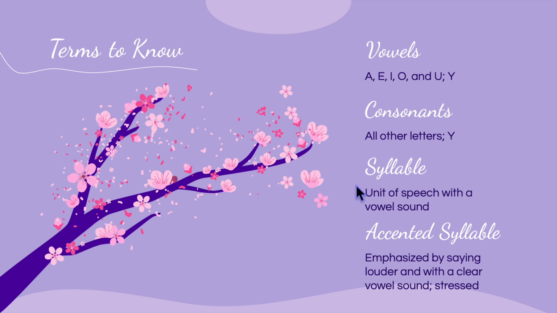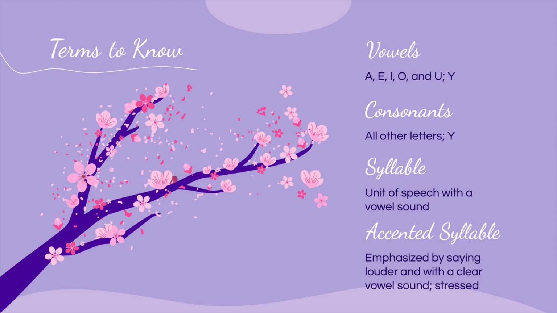A syllable is any unit of speech with a vowel sound. Pick a long word and put your hand right below your chin. The number of times your hand drops will tell you how many syllables there are. For example, if we say the word computer, our hand drops 3 times, or we could clap it out. Computer. 3 syllables.